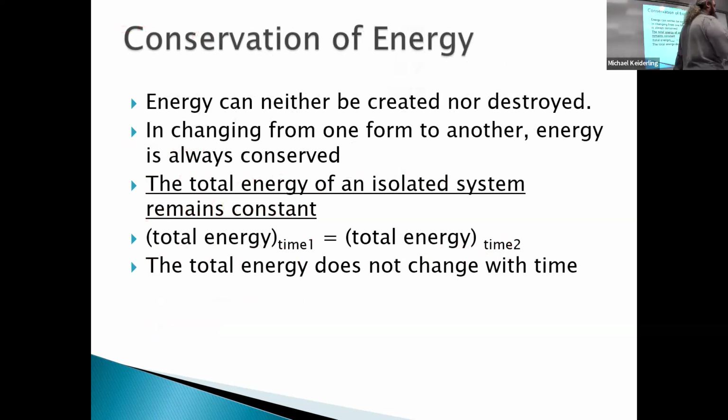So one of the interesting things that happens is that if there isn't any friction or such, it turns out energy can neither be created nor destroyed. Now, in everyday life, energy seems to get lost. But usually it's lost to things like friction. In that case, it's actually being turned into heat. It's always changing from one form to another, and it is always conserved. So the total energy of an isolated system will remain constant. So the total energy at time 1 will equal the total energy at time 2, and it doesn't change with time.